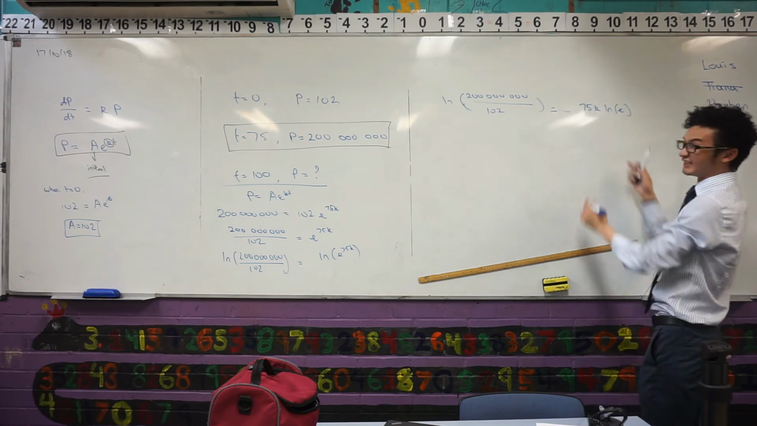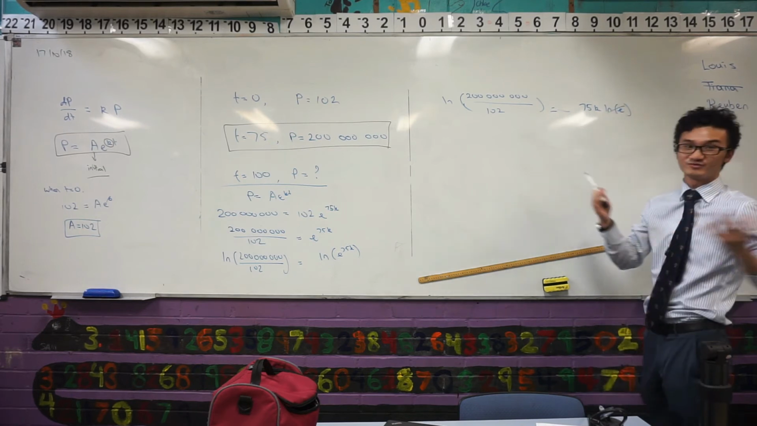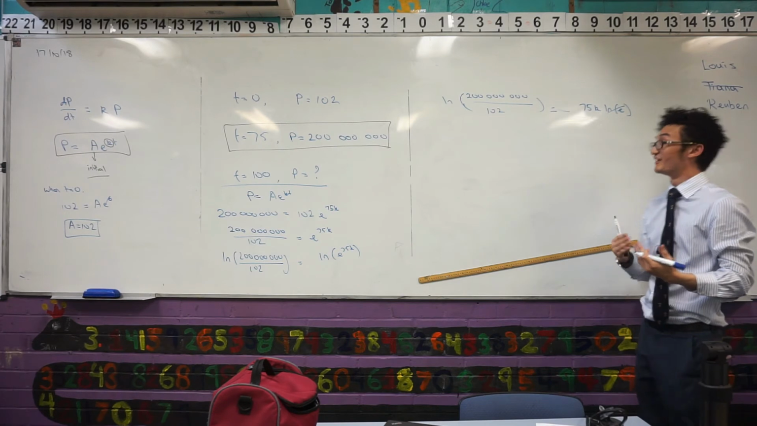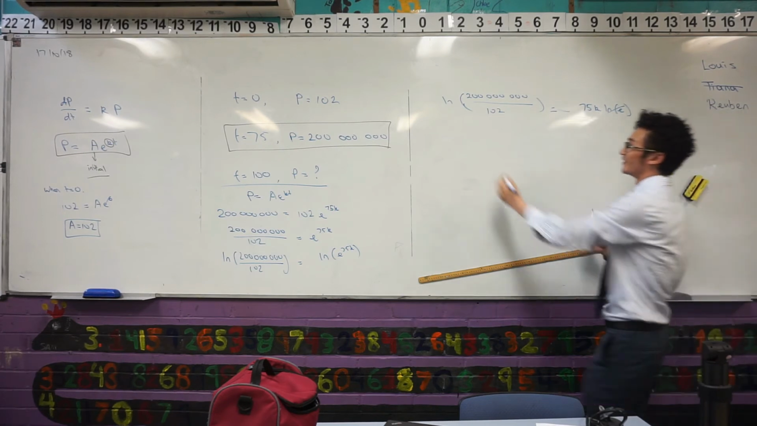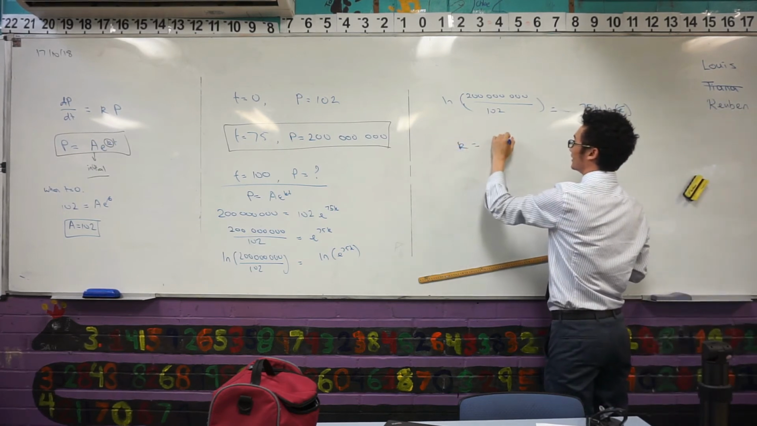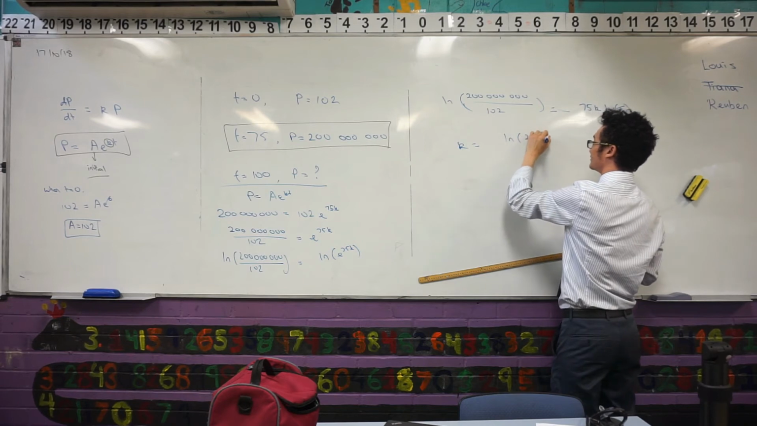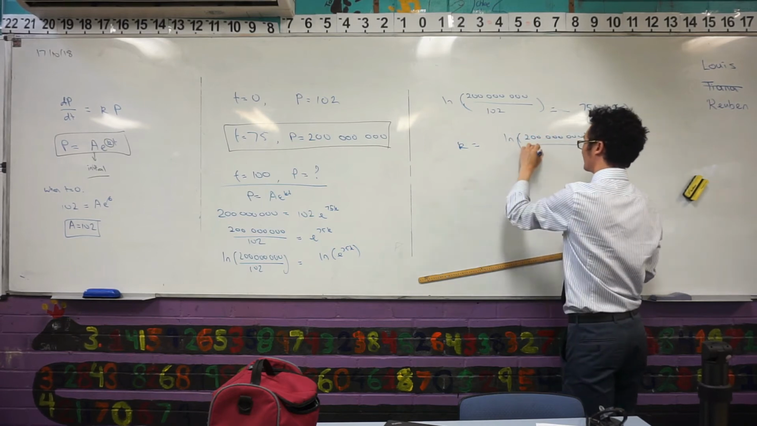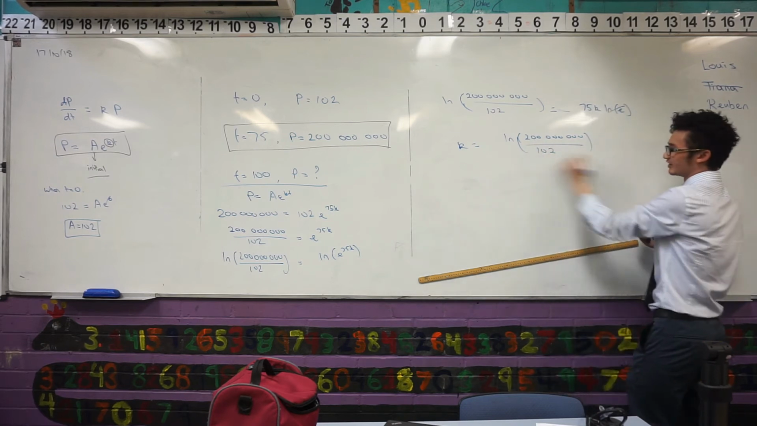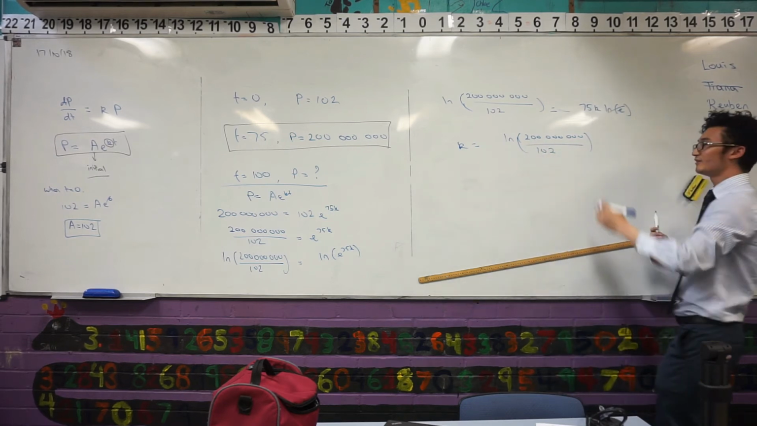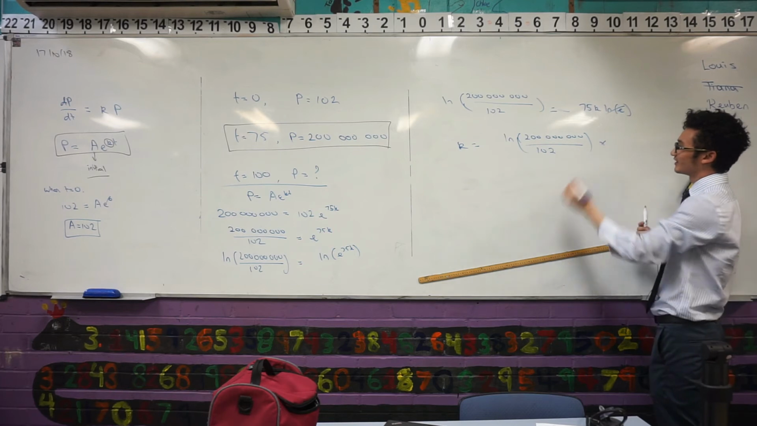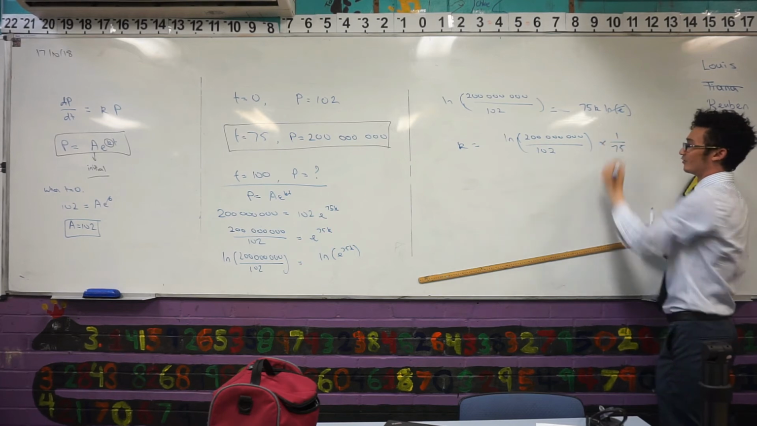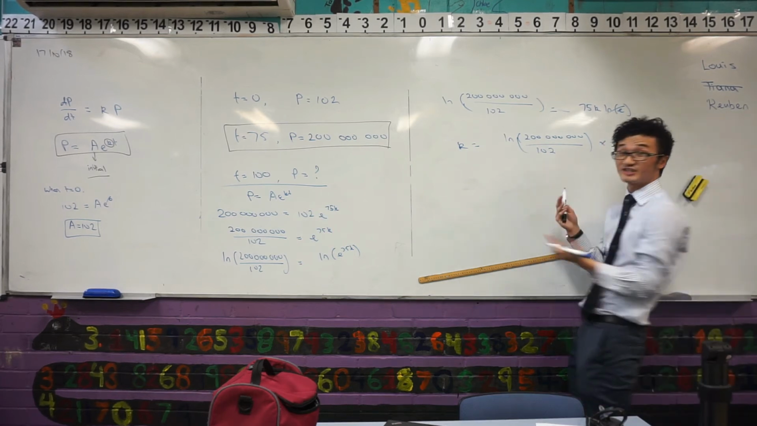So the ln of e is just going to simplify to just 1. And then all we need to do is divide through by 75. So that would be k is equal to ln of 200 million over 102. Now, I could put 75 all on the denominator there, but to make it easy to enter in my calculator, I'll just multiply it by 1 on 75. So there's my k value.